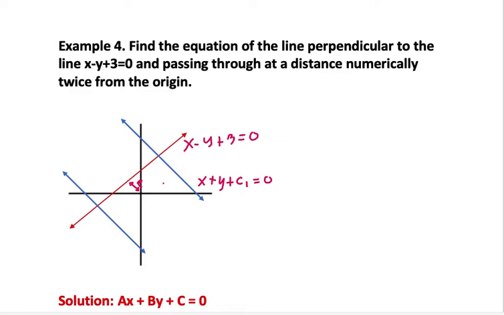According to the problem also, it is numerically twice. So the distance from the origin of the line perpendicular to x minus y plus 3 is twice p. So from here, going to here, that is twice p. So that is equivalent to 2p. So let's proceed to the solution.